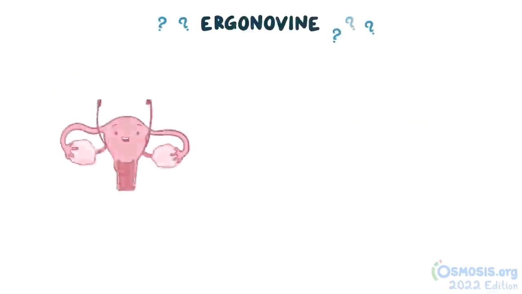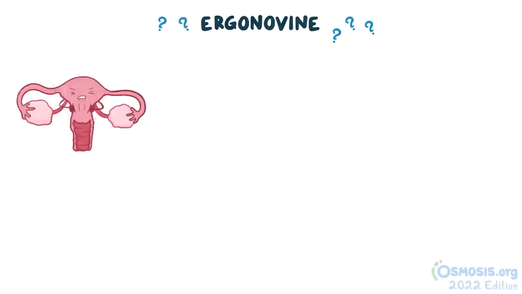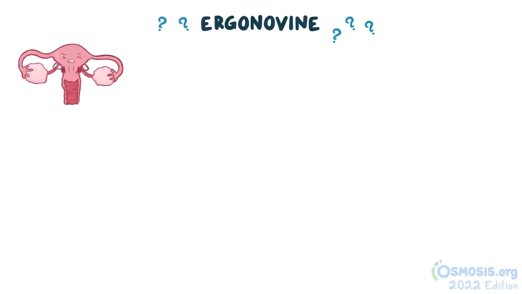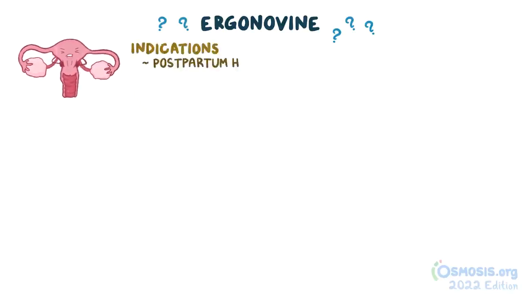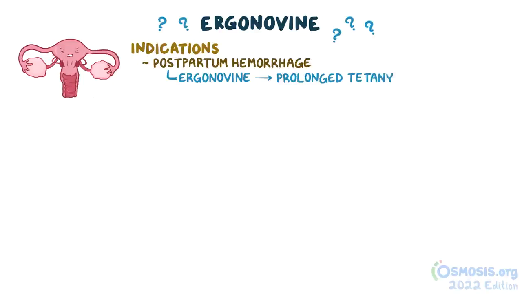The exact mechanism of action isn't completely understood, but it certainly stimulates uterine contraction. Unlike oxytocin, ergonovine is only used to prevent or treat postpartum hemorrhage because ergonovine can cause prolonged tetany of the myometrium, so it should not be used for induction or facilitation of labor. It can be given by intramuscular or intravenous injection.